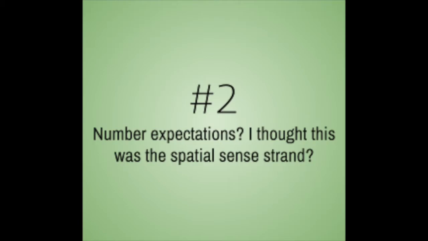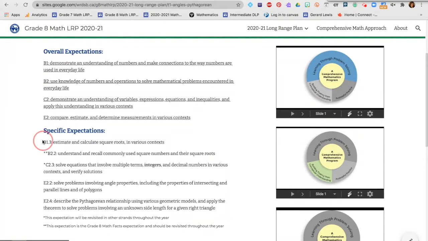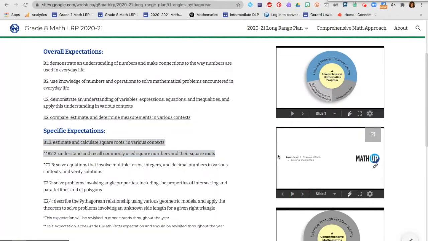Now you know as well as I do that no one math concept stands alone. Expectations from the number strand have been strategically chosen to complement Pythagorean problems. You will find some Math Up lesson plans for these expectations in the Building Fluency Through Conceptual Understanding slide deck.